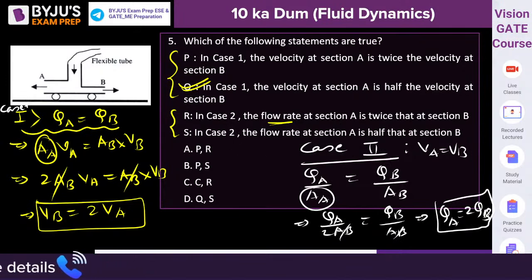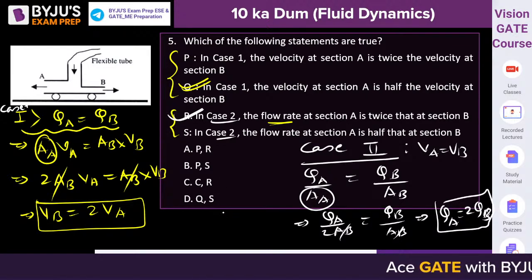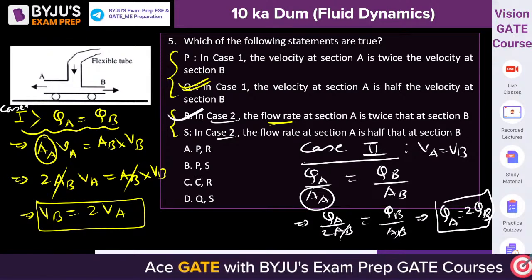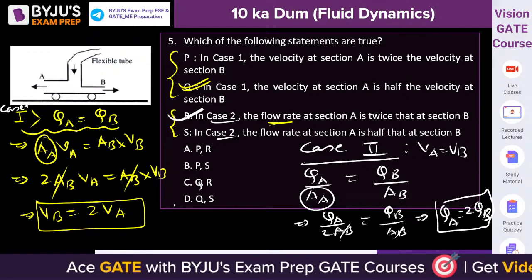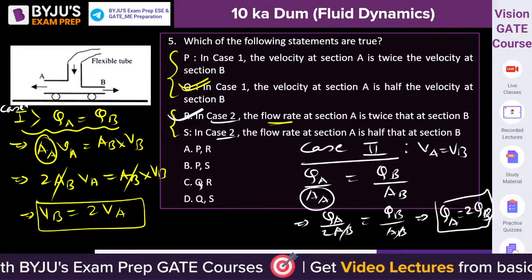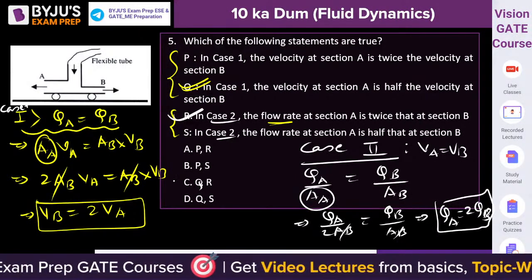So in case 2, flow rate at A is twice that of B. R is correct. So Q and R are correct. Actually, this is not C, this is Q. C is not an option at all. Q and R are correct, isn't it? So the correct answer is Q and R.